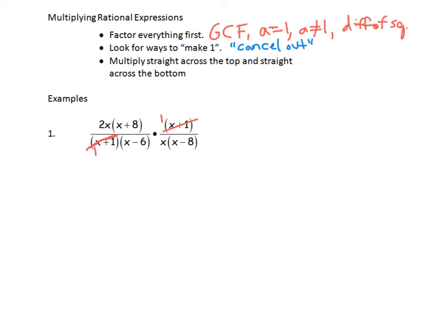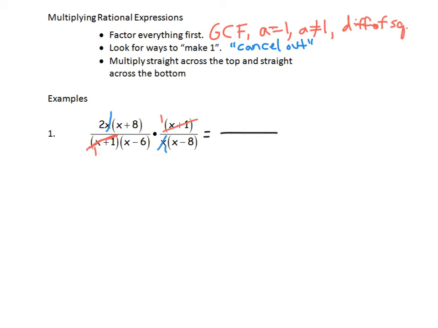Is there anything else we can cancel out or make a 1? Well, this x right here and this x can be canceled out because x divided by x is 1 over 1. Anything else? The answer here is no, there's nothing else. Be careful. This is x plus 8 here, and this is x minus 8. They cannot be canceled or simplified.